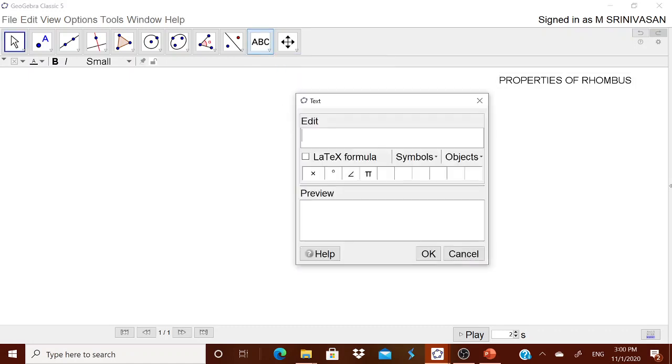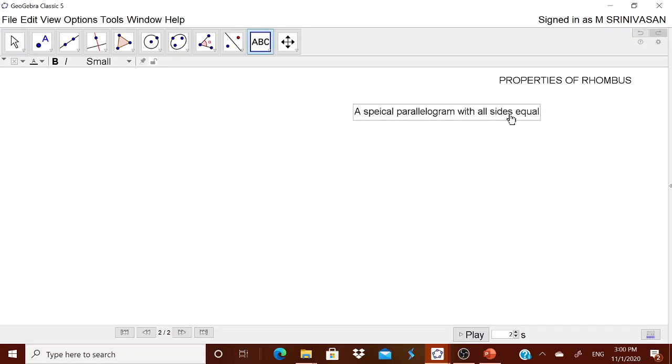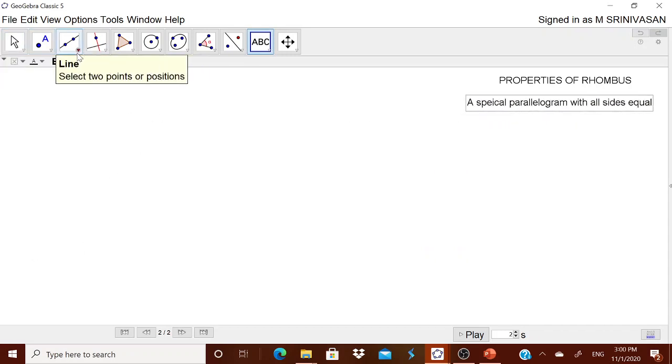Then we will ask the children what they mean by that. It is a special diagram with all sides equal. They can call it a kite also sometimes. Well, we will try to draw it now.